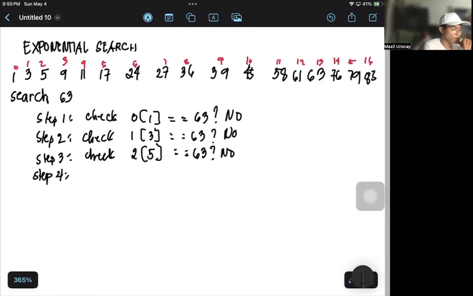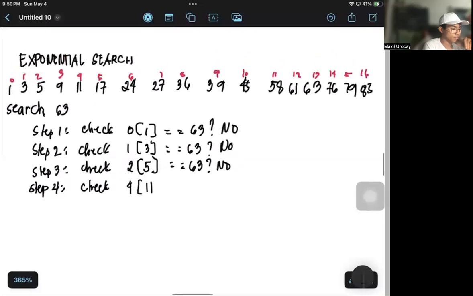For this one right now, step 4, we will begin to check as well. 2 times 2 is equal to 4. What is at index 4? It is 11. So is 11 equal to 63? That is no. So continue the process.